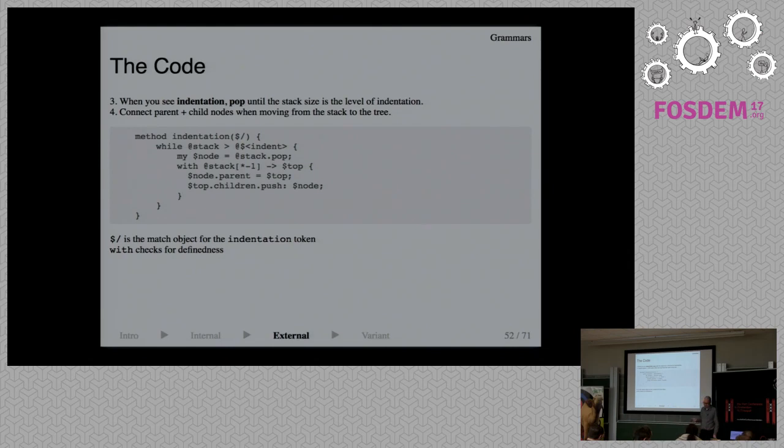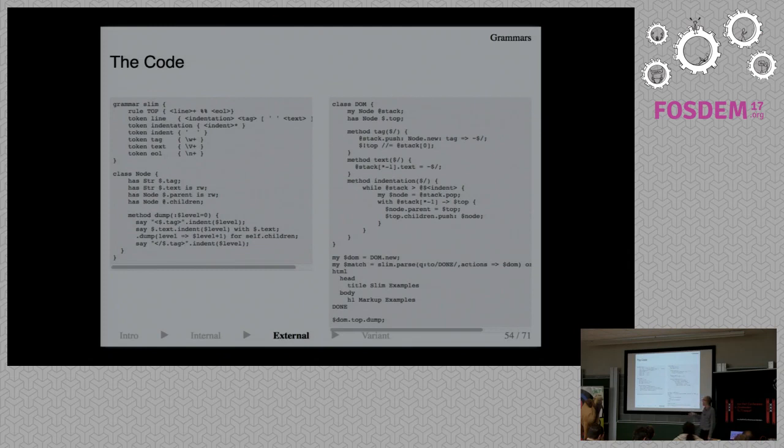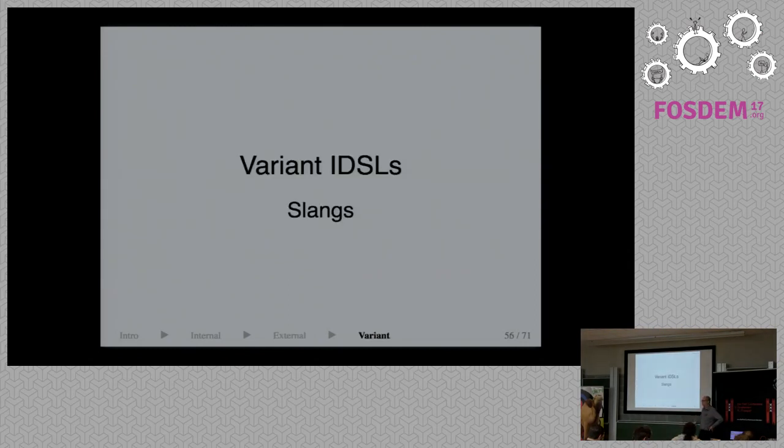OK, so that's about it. There's also a way to dump the tree, which you can do recursively by printing out different levels of indentation. I'll sort of skip through that. But all in all, the code is not too bad for doing all that parsing. Okay, and here's what you get.